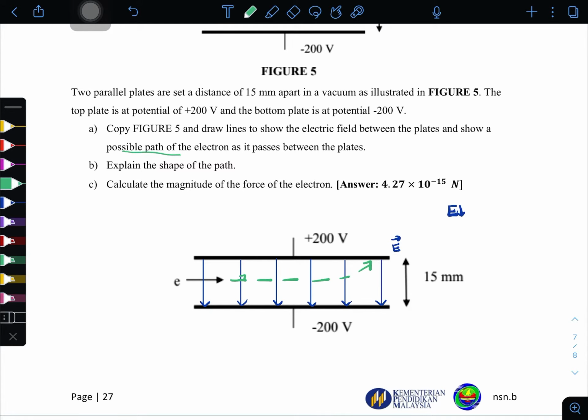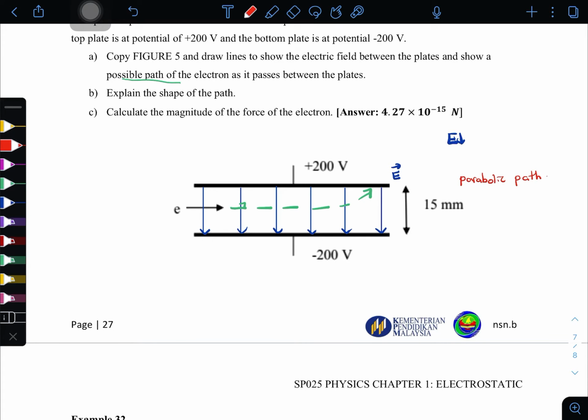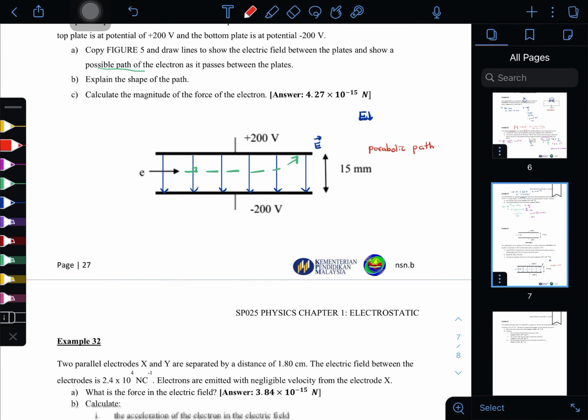Okay, and B, explain the shape of the path, and we call this shape as the parabolic path. Okay, so that is the shape. That is the parabolic path. And C, calculate the magnitude of the force of the electron. So, diminta magnitude of the force. Okay.